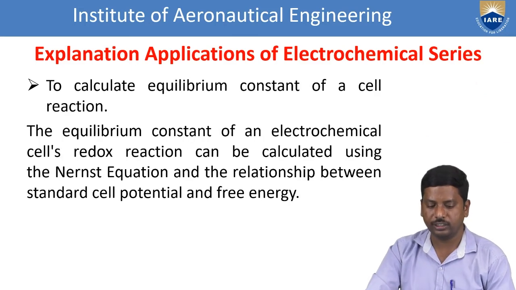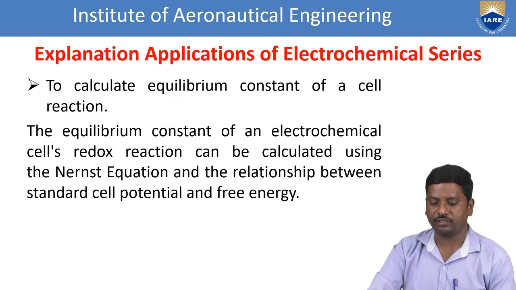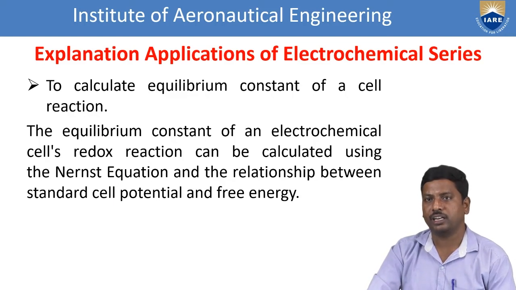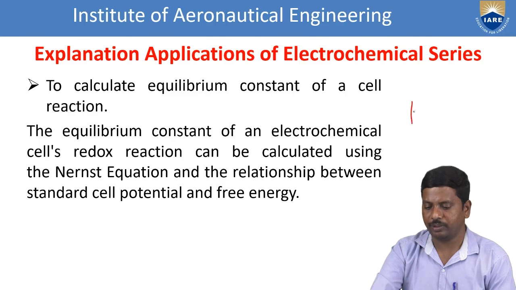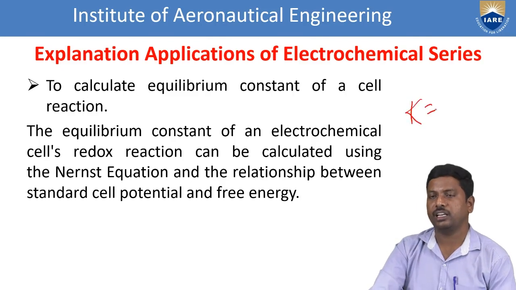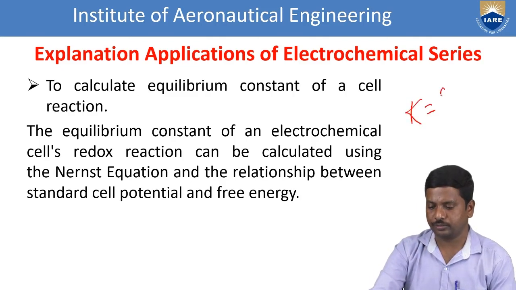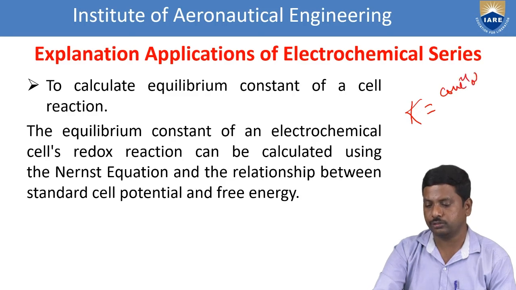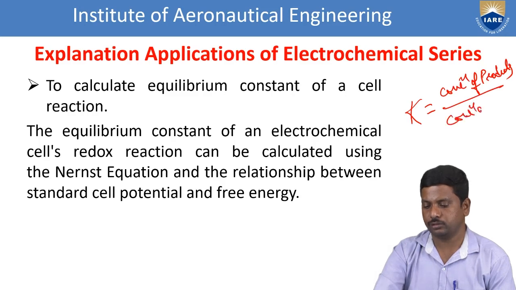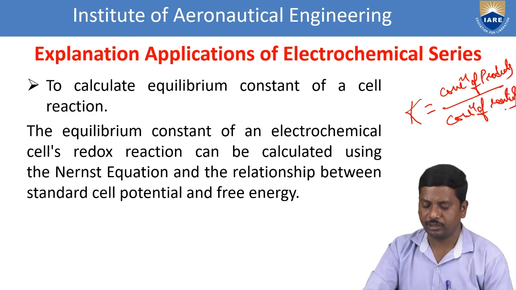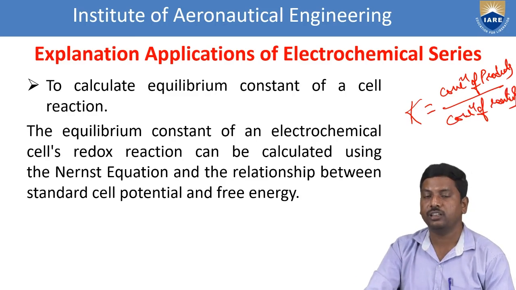And next one is to calculate the equilibrium constant of a reaction. The equilibrium constant is represented by capital K, and it is the ratio between the concentration of the products and the concentration of the reactants. So that is nothing but the equilibrium constant of a cell reaction.